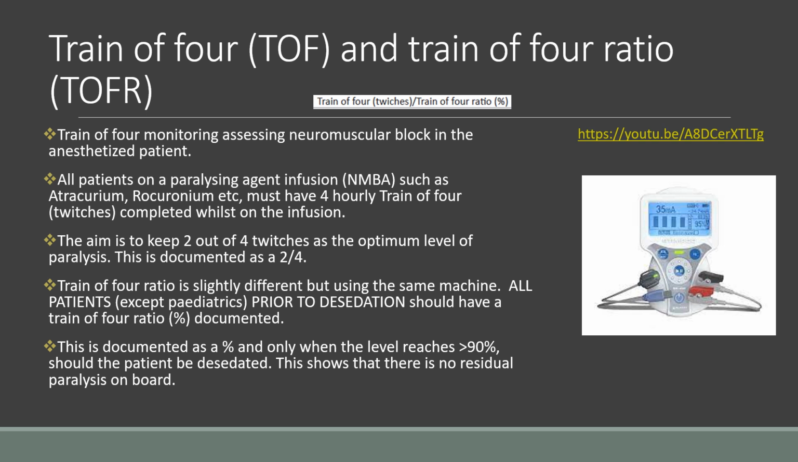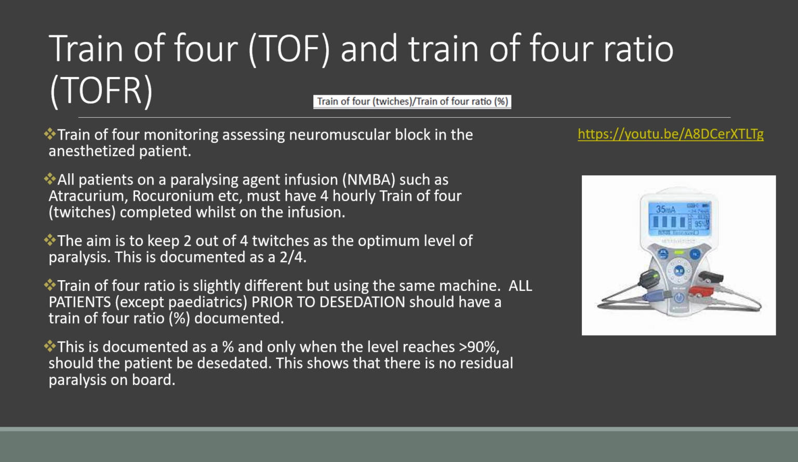So train of 4 and train of 4 ratio relates to a machine in the ICU that we have called the stim pod. It's how we measure the effectiveness of neuromuscular blockade, so paralyzing agents like atracurium or rocuronium sometimes. We do this 4-hourly for patients that are on those paralyzing agents, because we want to make sure that they are appropriately paralyzed, not too much and not too little, so that they're ventilating, or that we know that we can control their intracranial pressures appropriately.